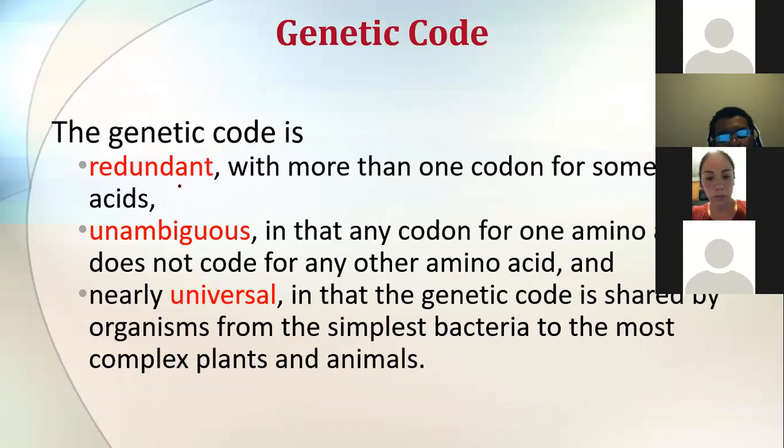So the genetic code is redundant, with more than one codon for some amino acids. It is unambiguous, meaning any codon for one amino acid does not code for any other amino acid. And it is universal, from humans all the way to bacteria. All the organisms on earth, even the plants, follow the same genetic code. So we can say that the genetic code is universal.